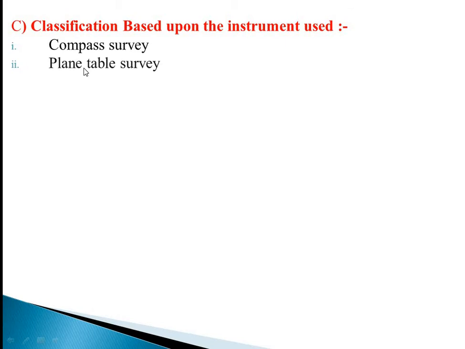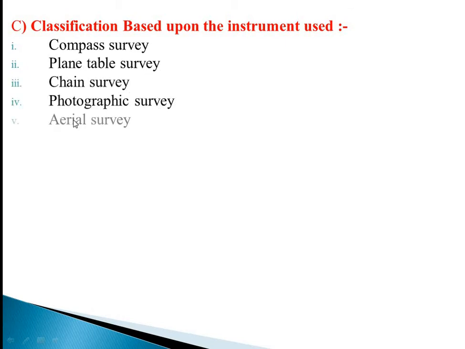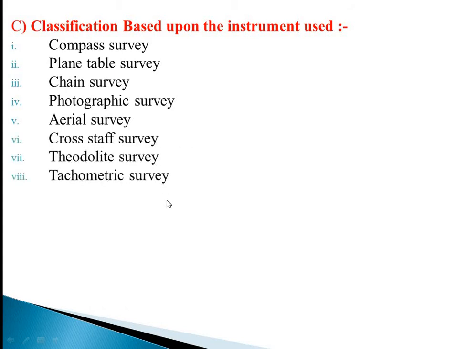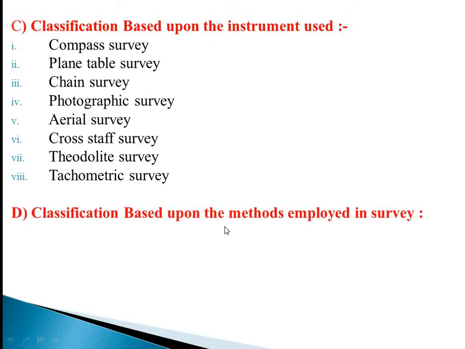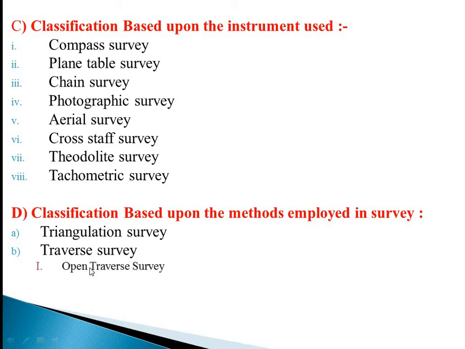Compass survey, plane table survey, chain survey, photographic survey, aerial survey, cross staff survey, theodolite survey, tachometric survey. Then classification based upon the methods employed in survey. The first one is the triangulation survey and the second one is the traverse survey. Traverse survey is again classified as open traverse survey and closed traverse survey. Next we will see the principles of surveying.